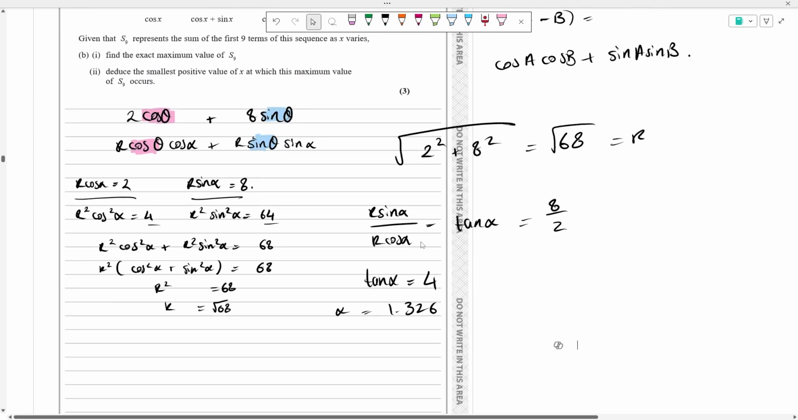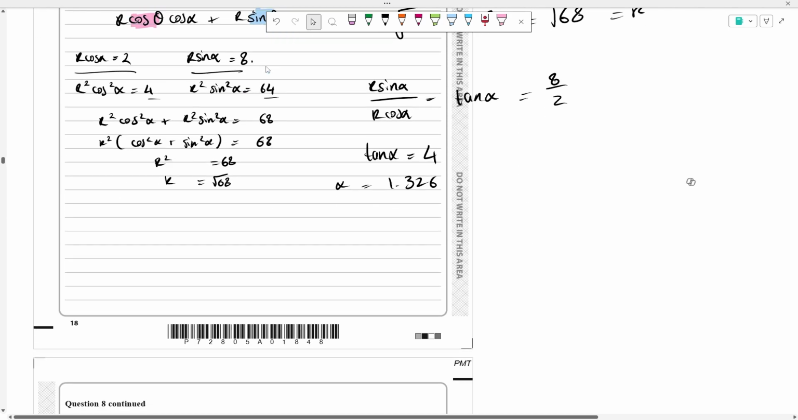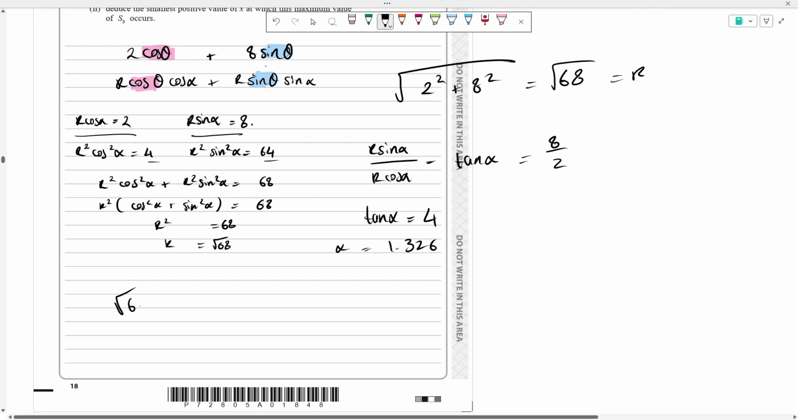Again, to speed this up, you can just do tan alpha is equal to 8 divided by 2, specifically from your sine on the top and your cos on the bottom. And as you do more of these, you can just find these shortcuts. These are actually what you're getting marks for, not this extra bit of working, and technically you don't get marks for this either. You only get marks for this. So that means that if we go ahead and rewrite our expression, we should end up with the following: root 68 cos of theta minus 1.326.